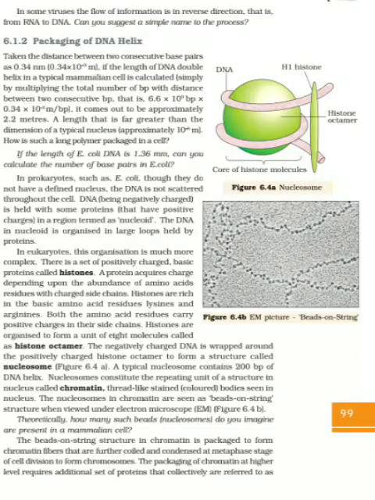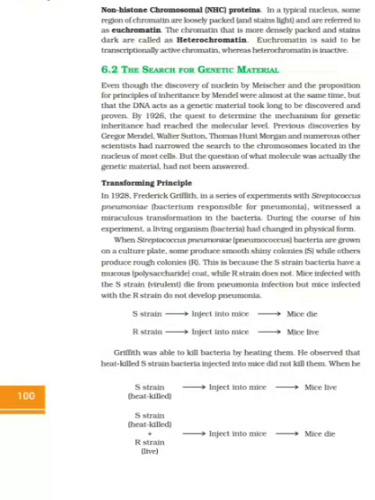The packaging of chromatin at a higher level requires an additional set of proteins that collectively are referred to as non-histone chromosomal proteins. In a typical nucleus, some regions of chromatin are loosely packed and stain light and are referred to as euchromatin. The chromatin that is more densely packed and stains dark is called heterochromatin. Euchromatin is said to be transcriptionally active chromatin, whereas heterochromatin is inactive.